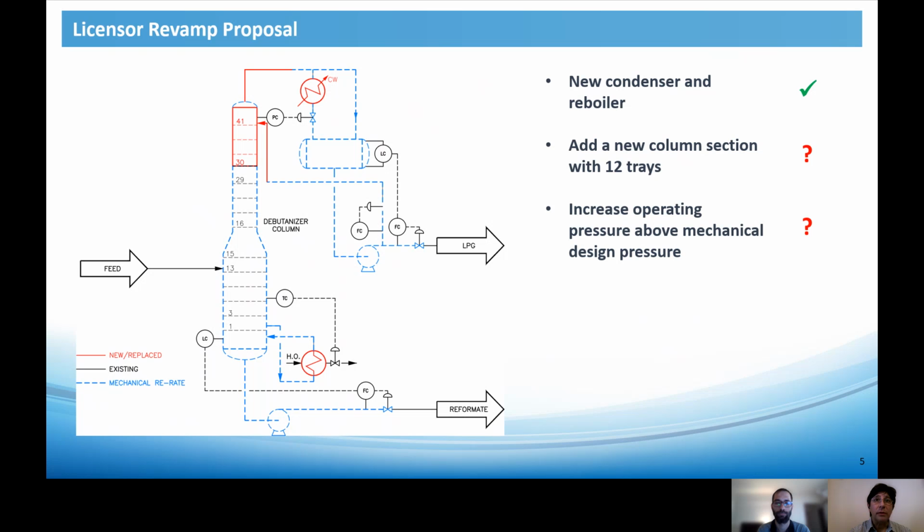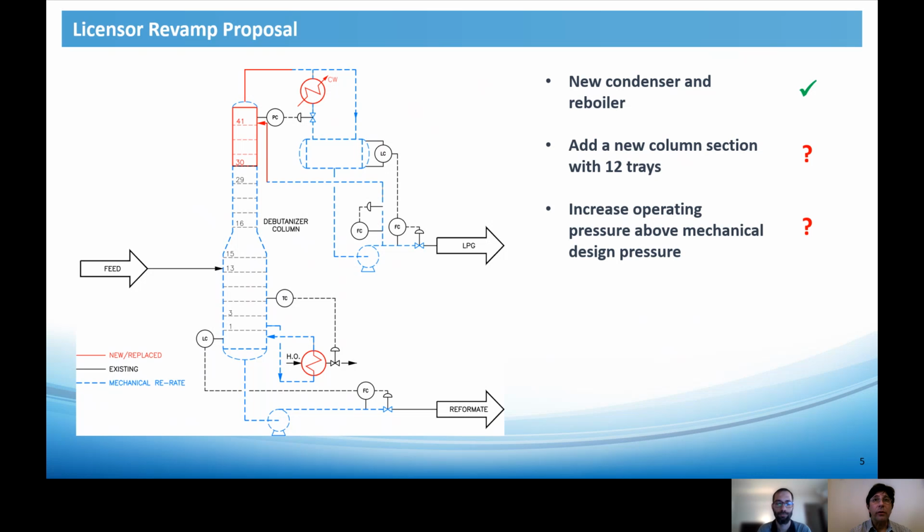This initial proposal that the refiner had in mind was technically good and even logical from the theoretical point of view, but it implied a major modification of the column, adding a new section with 12 trays, about 7 meters in height, to be located on top of the existing column.